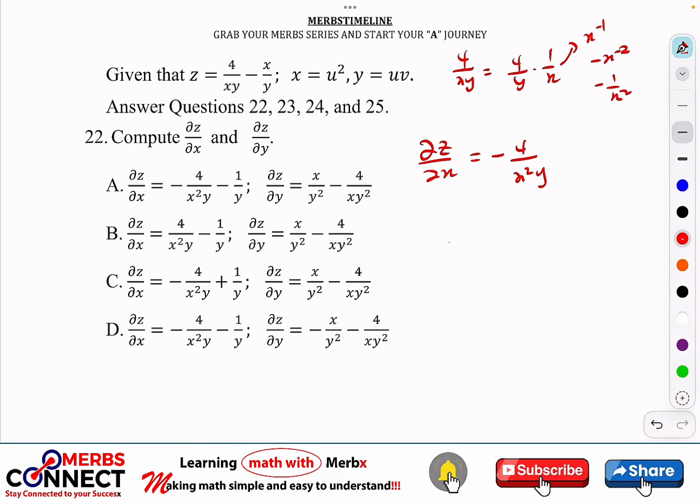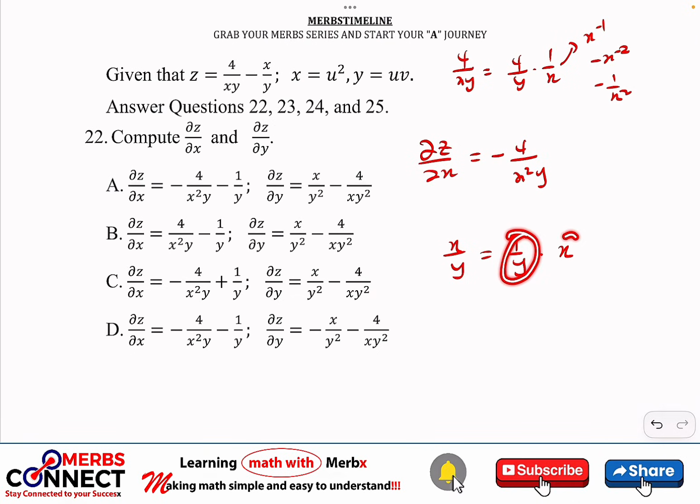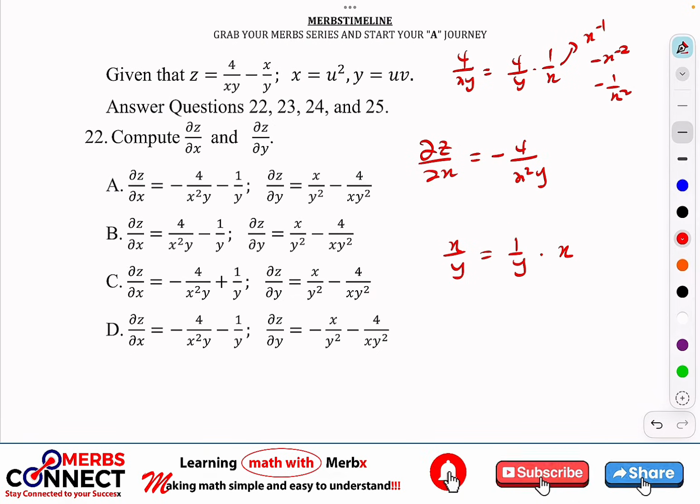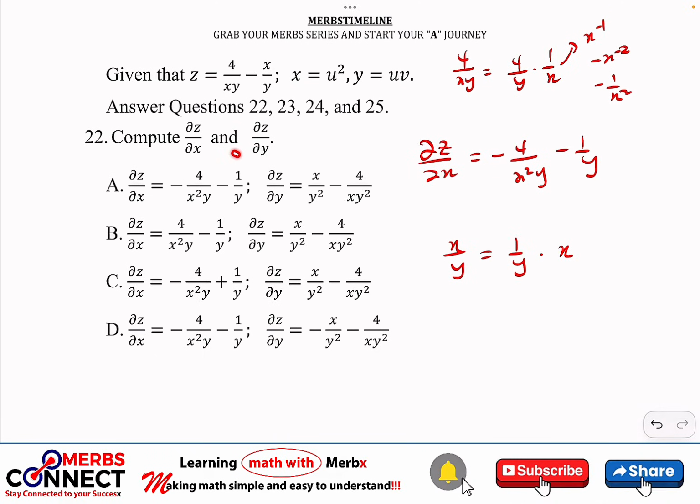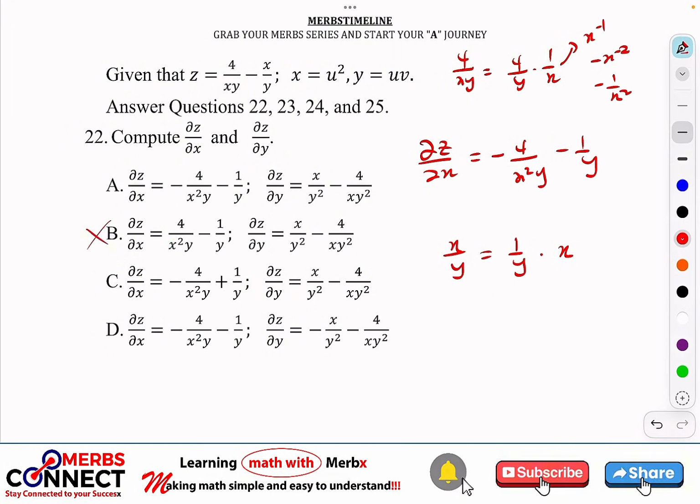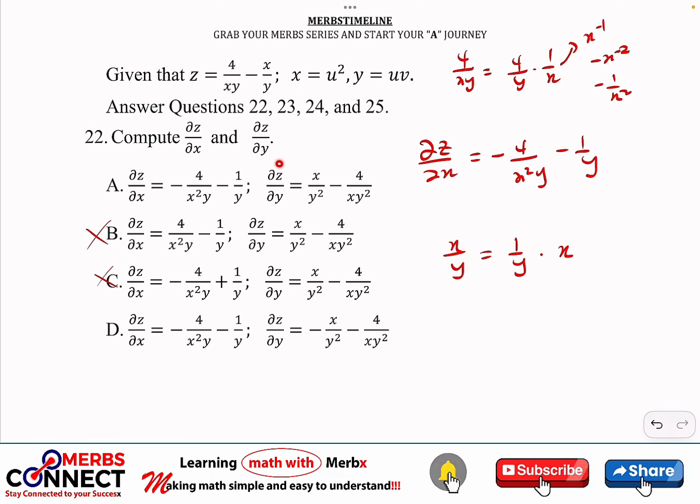Then you differentiate this one with respect to x. Now remember, x over y is the same as 1 over y times x. Y is constant, so I need to differentiate this, and I get 1. So this is just going to be minus 1 over y. So this one is true, this one is not true, this one is not true, this one is true. So we have eliminated b and c. So it means that now differentiate z with respect to y and to get this here.